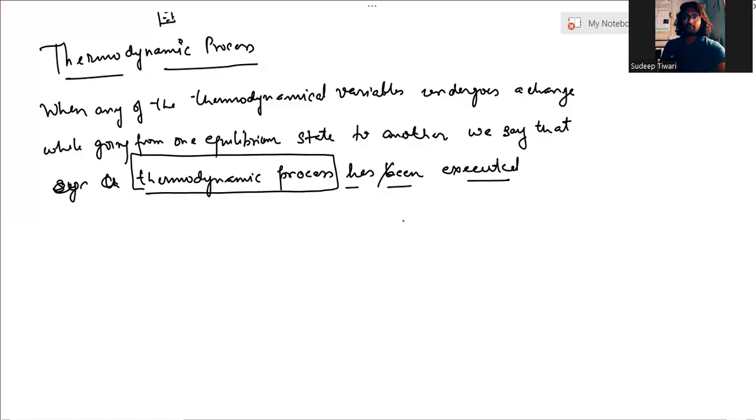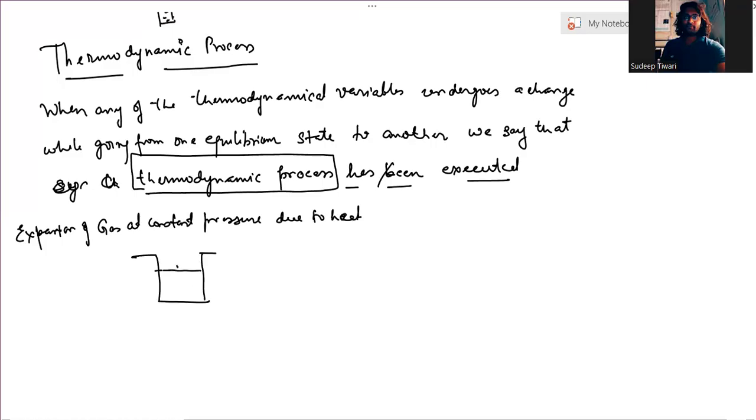For example, expansion of a gas kept at constant pressure. Expansion of a gas means volume is increasing, and volume must be increasing because of some heat. If heat is provided to it, obviously it is going to expand. So the initial state is something, and now heat is provided to it, so it will change to another state. You will have another P and V to characterize it: P final, V final, and P initial and V initial. This is termed your initial state, and this is termed your final state.